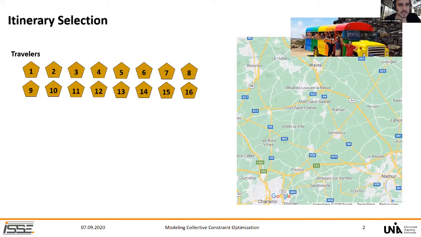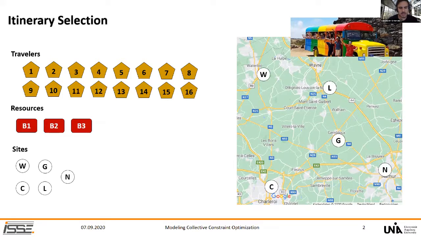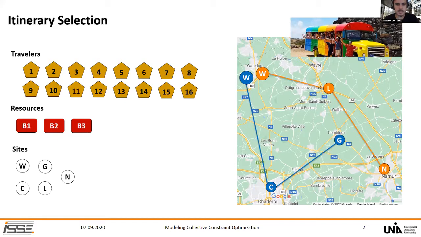So we'll have these travelers that need to be distributed to resources such as the 3 buses we currently have available. And we want to see some of the beautiful sites of Belgium, such as Waterloo or Charleroi or Louvain-la-Neuve. And we might come up with some possible itineraries. So here are 2 sample solutions, the blue and the orange tour that we can offer our travelers. And those might be the ones subject to feasibility, economical constraints, labor availability, etc.